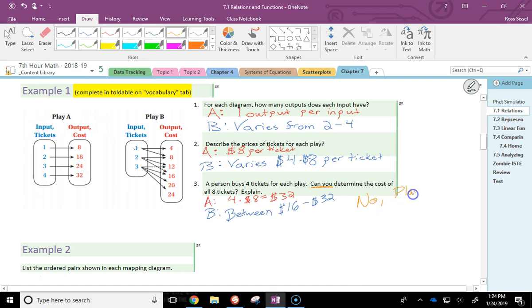Play B varies. With the information we have, we do not know.